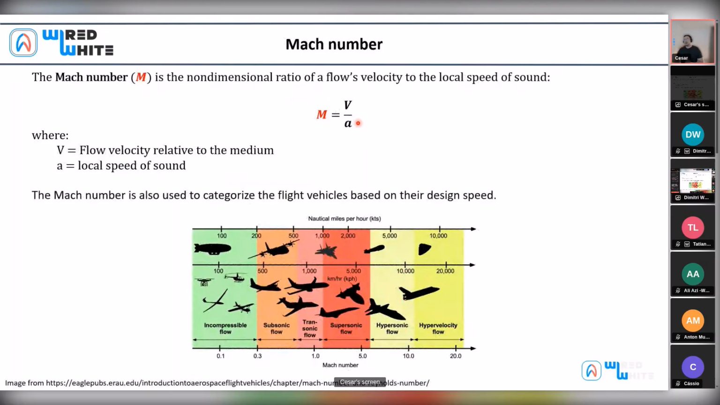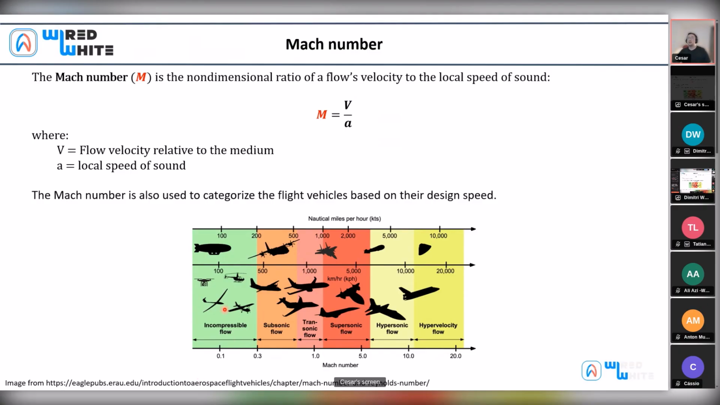Another key metric to be familiar with is the Mach number, which is a non-dimensional ratio calculated with the velocity of the vehicle over the local speed of sound, right? So if we have a Mach number of 1, that means that we are moving exactly at the speed of sound. If we have Mach 2, we are moving at twice the speed of sound, and so on. And through this number, we can classify the speed regime of a vehicle.